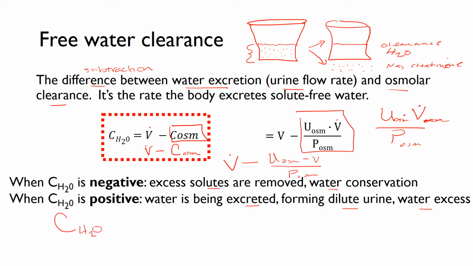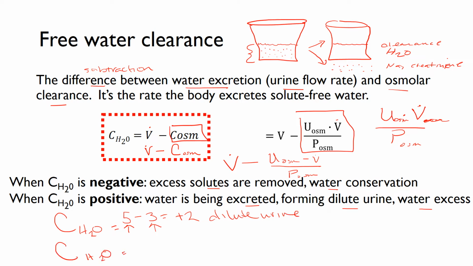If your C of H2O equals a number, so your urine flow rate, and I'm just going to make up some numbers here. Your urine flow rate is 5, and then your clearance of osmoles is 3. Well, that's a positive 2. So that would mean that you have more water coming out than you have solutes. So that's why you are in a dilute urine state.